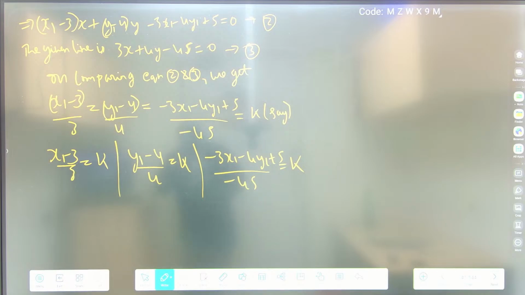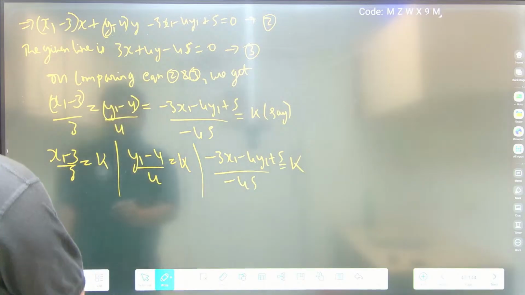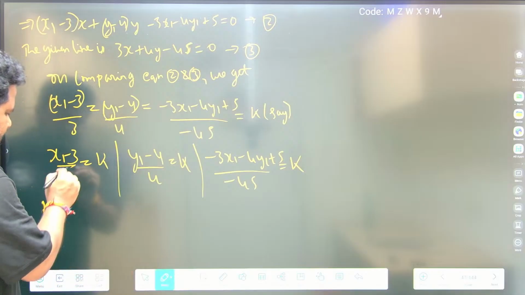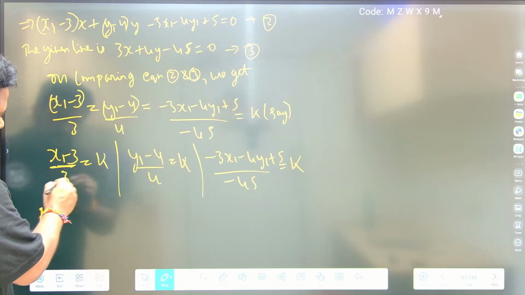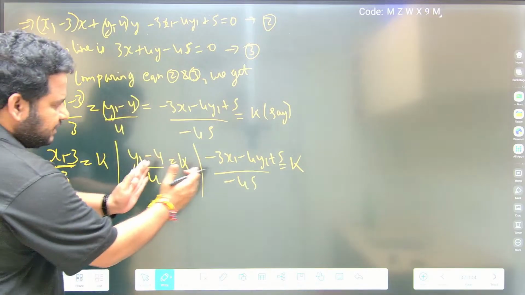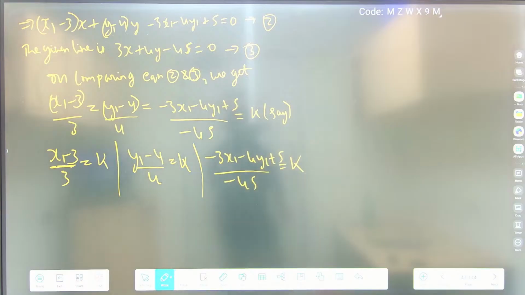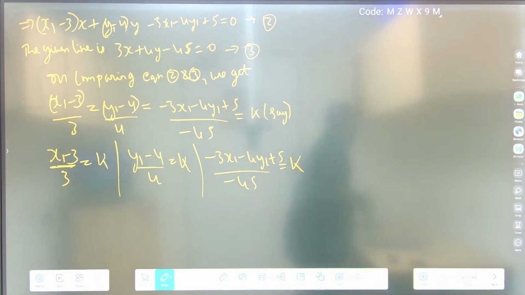Now what we will do is, observe carefully. We will equate (x1 minus 3) by 3 is equal to k, and we will find out the value of x1. We will find out the values of x1 and y1 in terms of k. Clear?